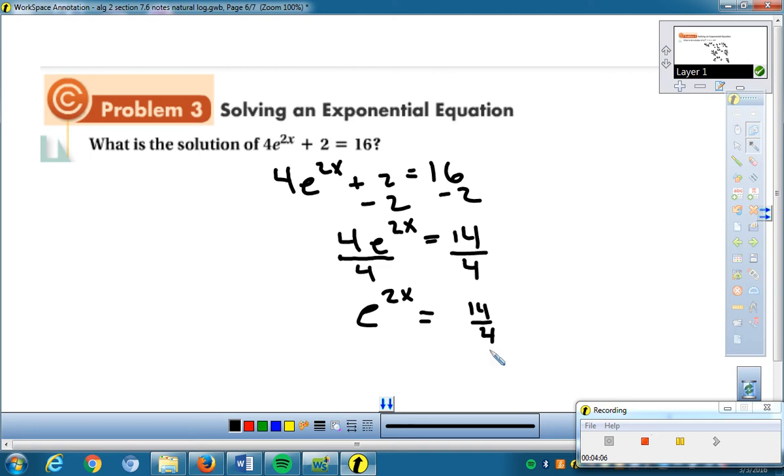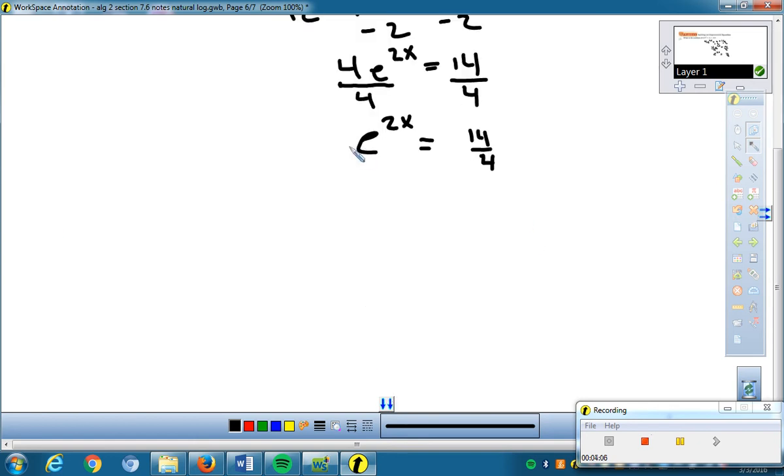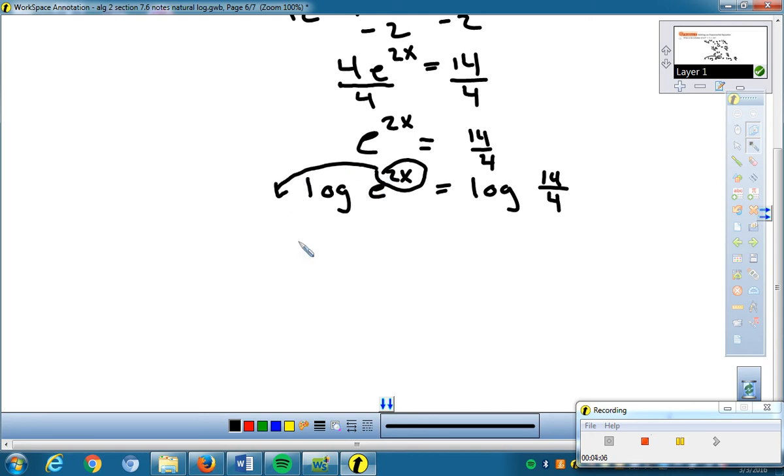We need logs. So we can take the log of each side. You could do it as a change of form. Let's just take the log of each side, and let's go ahead and just do it with a log base 10. Log e to the 2x equals log 14 over 4. Logs were made to get those variables out of the exponent. Why is that helpful? Because we needed that in the exponent. What do we do with this? Bring it down in front. So we will have 2x times log of e equals log of 14 over 4.